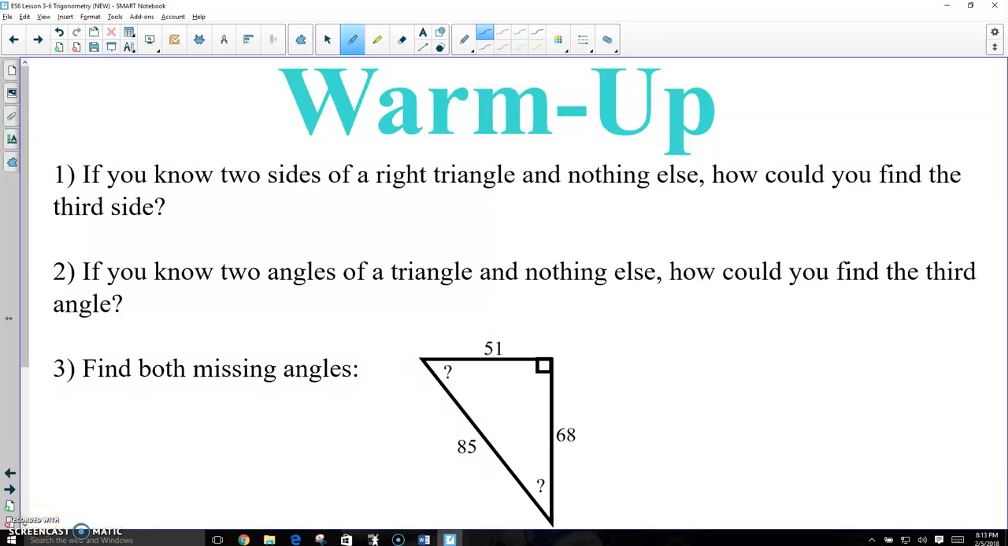Okay, so hopefully you've already looked over these three questions. If you haven't, go ahead and press pause and do these three questions.